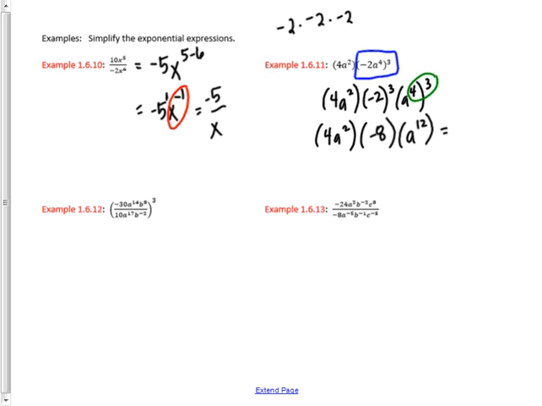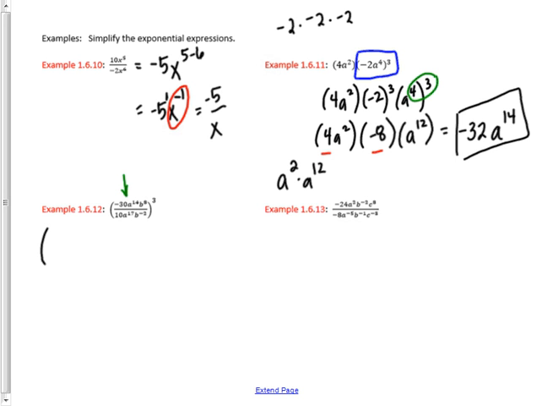All right, and so now let's multiply what we can. So I can multiply 4 times negative 8 and get negative 32. And then I can put the a's together. Well, a squared times a to the 12th. Remember, you add them. Okay, you would get a to the 14th.